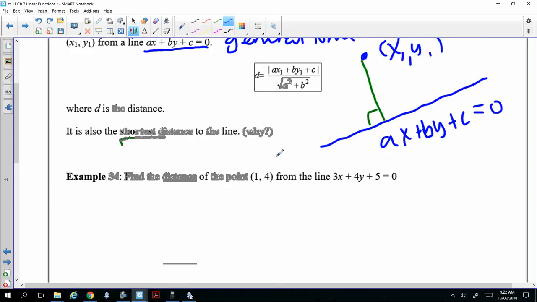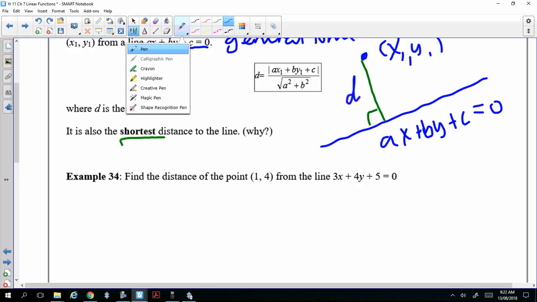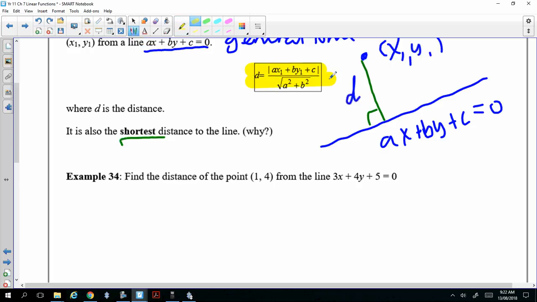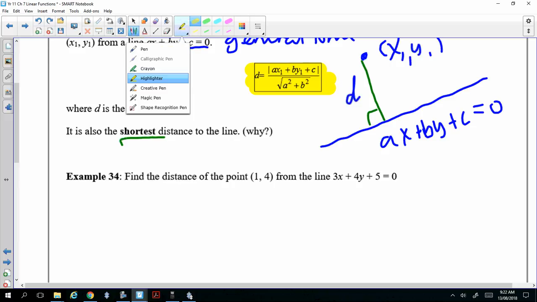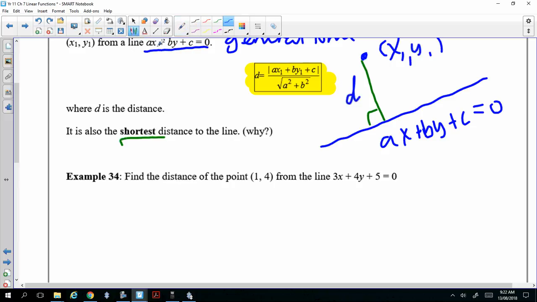Okay, let's move on. This distance has a formula. And fortunately, it is on the reference sheet. All right, let's use this formula. So highlight this formula. It will be good to remember it, but if you don't remember, it is on the formula sheet. But you must know how to use it. So we're going to find how far this point is from this line. So what we do is this.